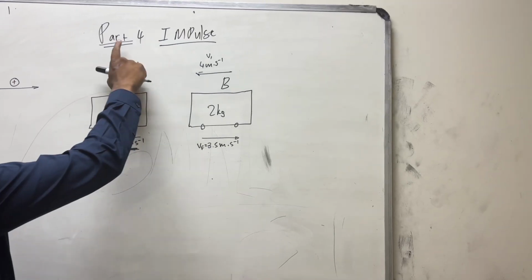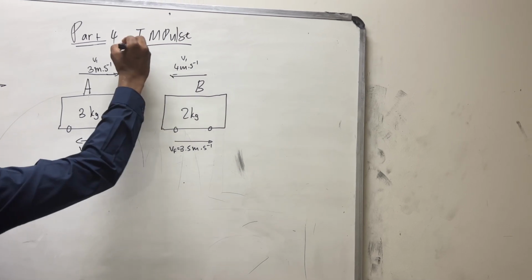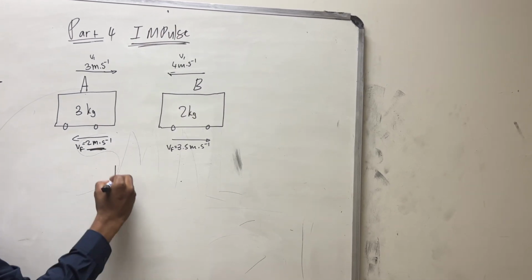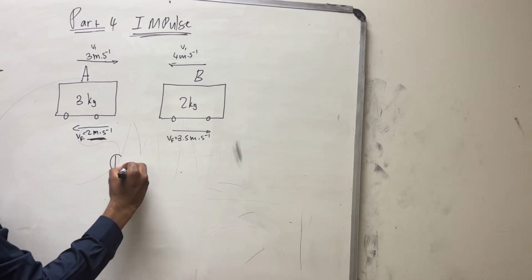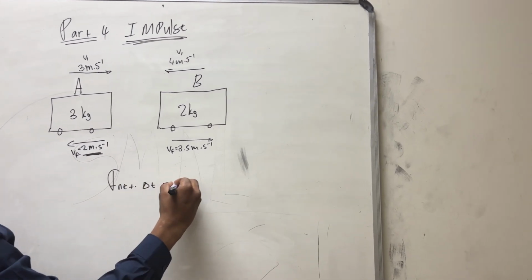Okay, learners. So now we're on part 4 of momentum and impulse. We are currently on impulse. Impulse is the product of force and time. We normally say impulse is the change in momentum.